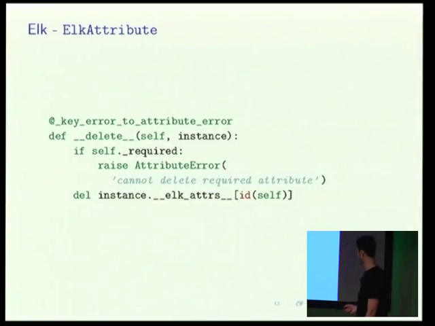And in __delete__, again, we're going to catch key errors and turn them into attribute errors. And if it's a required attribute, then we're going to raise an attribute error. Sorry, you can't delete that. It's a required attribute. Otherwise, we will delete that from the ElkAttribute dictionary. Again, the key is the ID of the descriptor object.